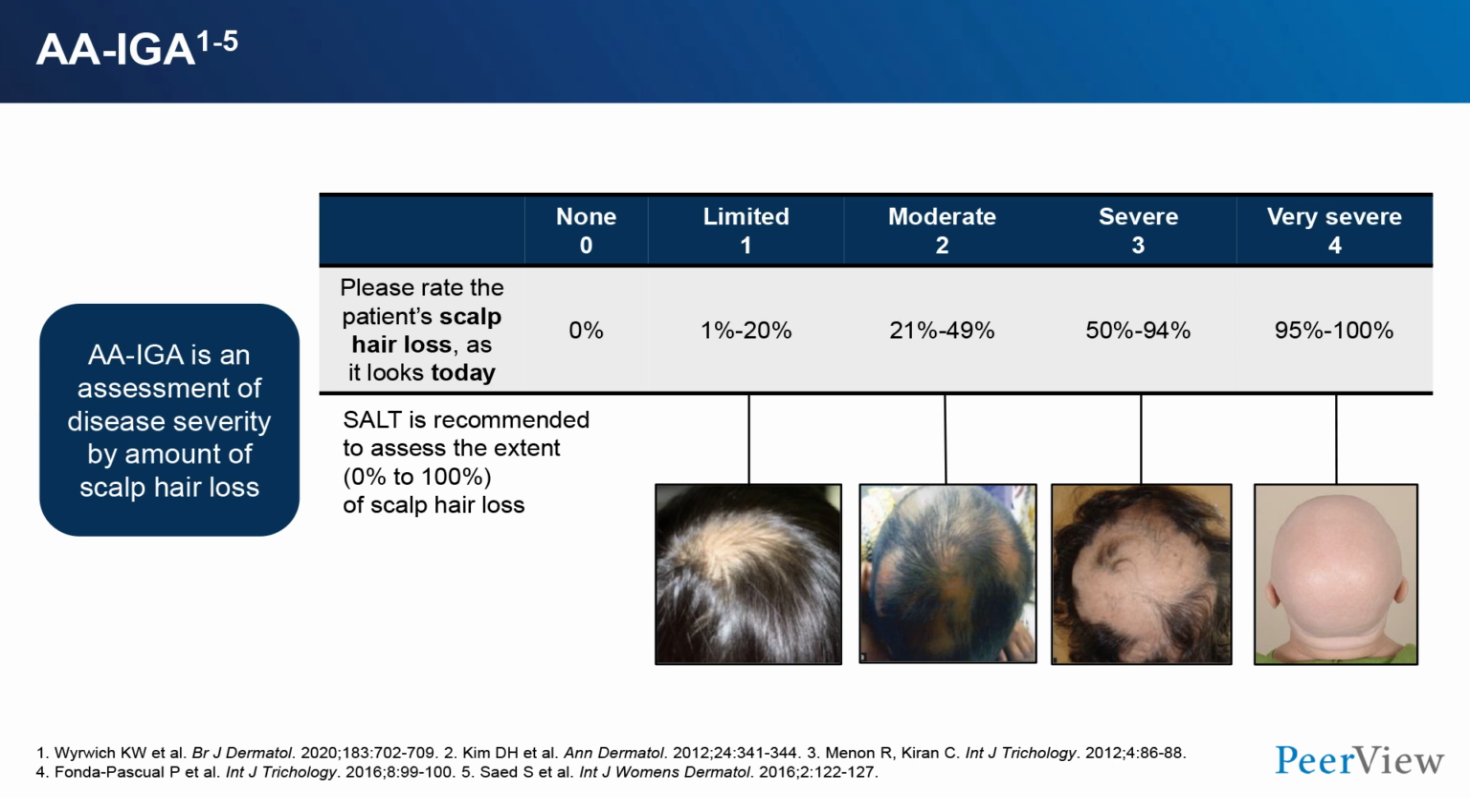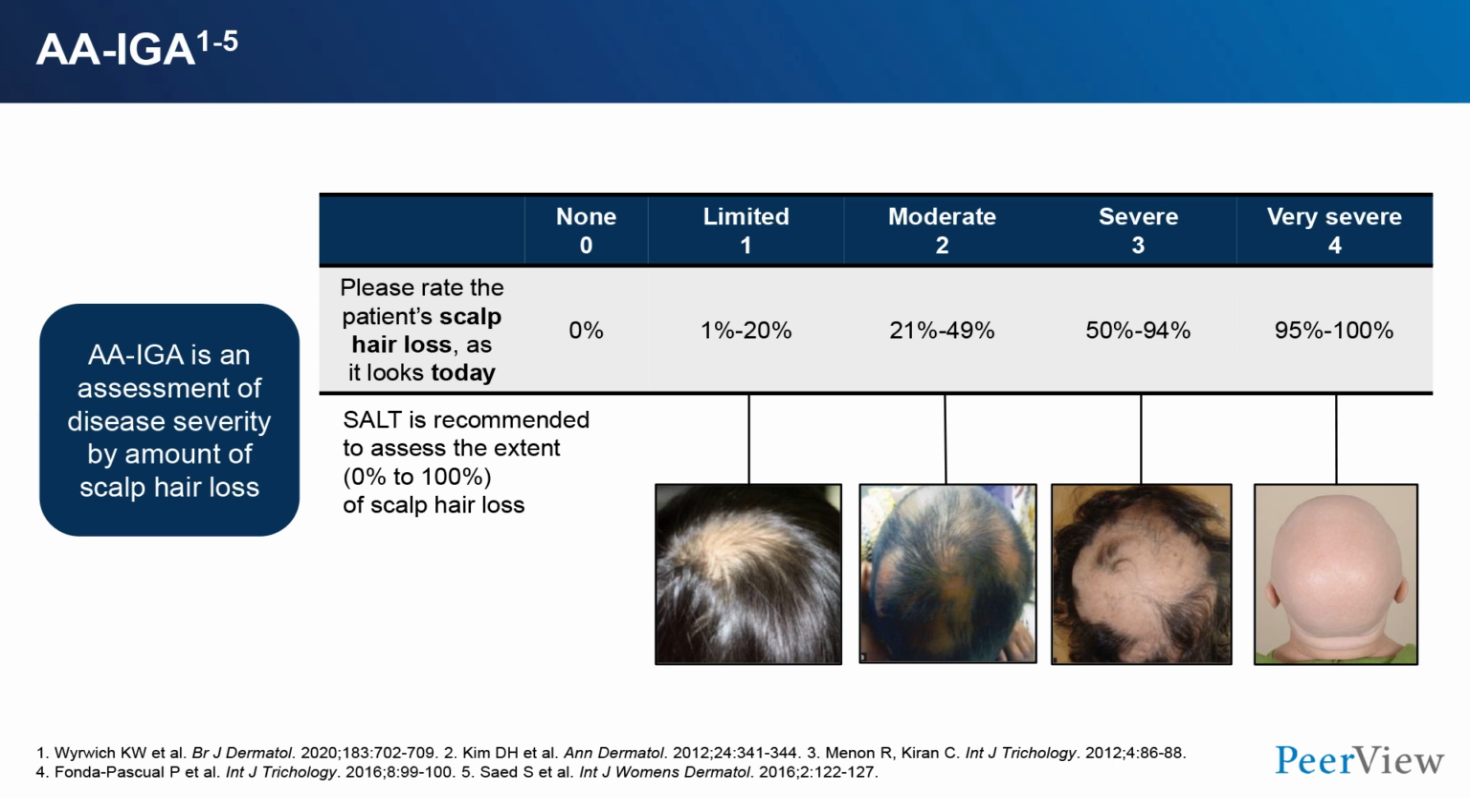There's also an alopecia areata IGA, or investigator global assessment, that helps with the assessment of disease severity by looking at the amount of scalp hair loss. Obviously, none means you don't see any hair loss at all. With limited, you see somewhere between 1 and 20%. The SALT is still recommended, however, to really assess the extent, but this is sort of a rule of thumb that can be used in a clinical trial. Moderate disease is considered 21 to 49% of involvement. Severe disease is 50 to 94% of involvement. And obviously, very severe is 95 to 100% of involvement.